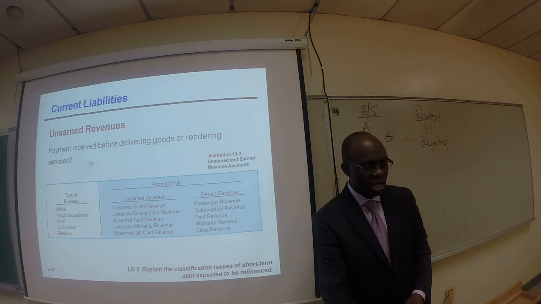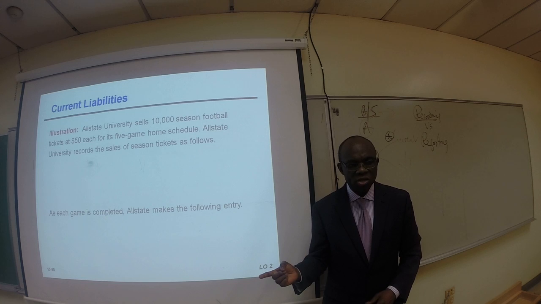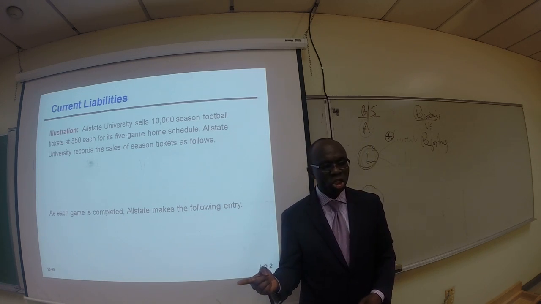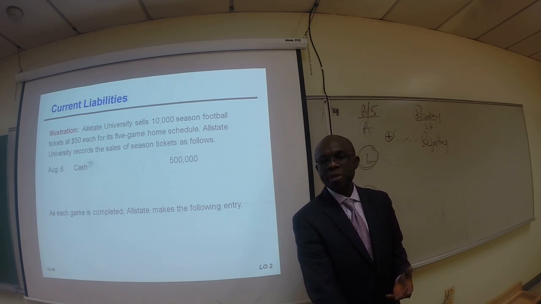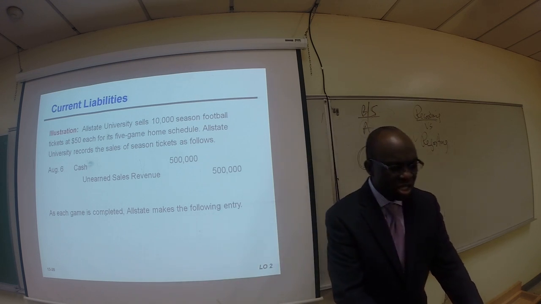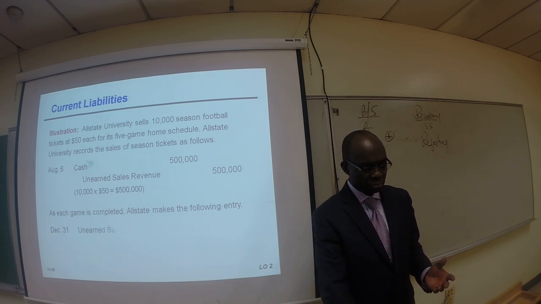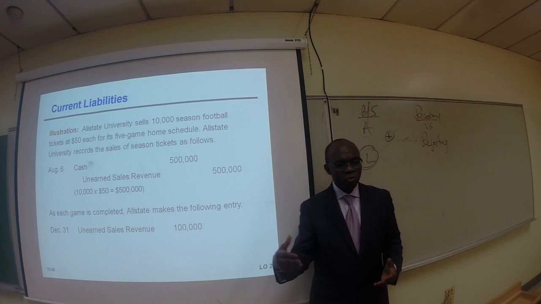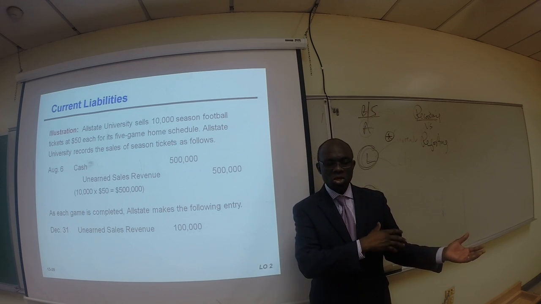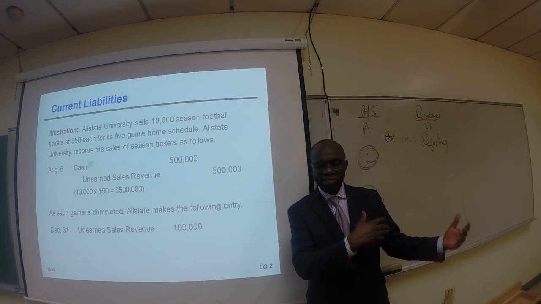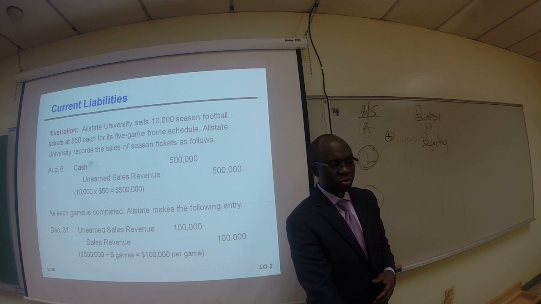We talked about this extensively in Principles of Accounting. Here is an application of that. All State University sells 10,000 season football tickets at $50 each for its 5-game home schedule. All State University records the sale of season tickets as follows. When they receive the amount, they debit cash for $500,000 and credit unearned sales revenue for $500,000 until the obligation is met. Then at the end of one particular season, $100,000 of the $500,000 has been earned. We make an adjustment at the end of the accounting period and debit unearned sales revenue to reduce the liability and credit sales revenue.